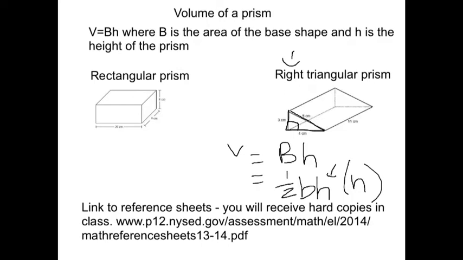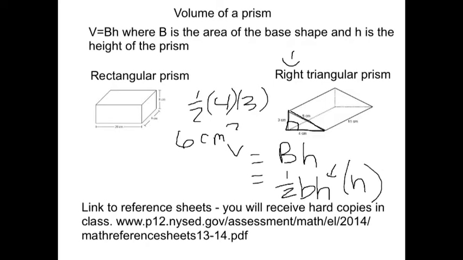So in this case, when I look at my triangle, I know the base is 4 and the height is 3. And the area of a triangle is 1/2 base times height. So the area of my triangle is 6 centimeters squared. That's just the area of the base shape, that base triangle. And then I got to figure out the height of the prism.